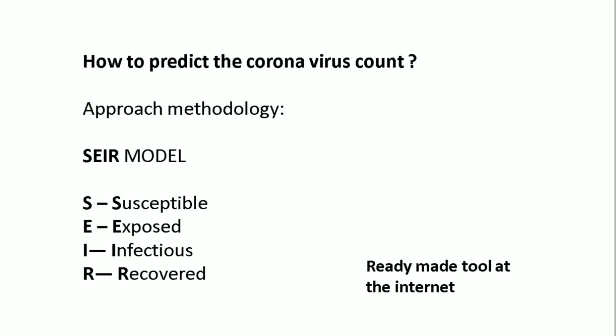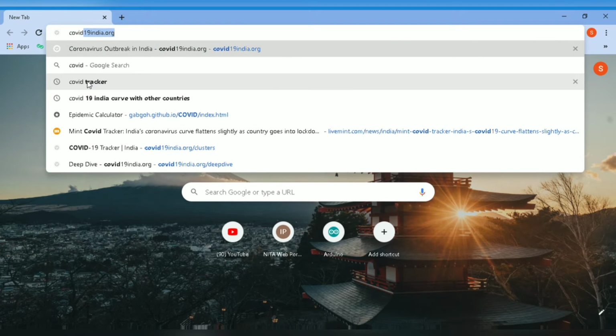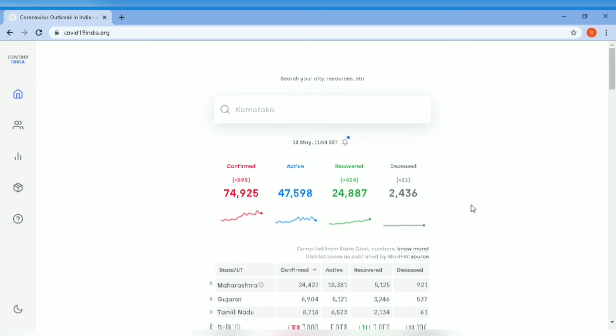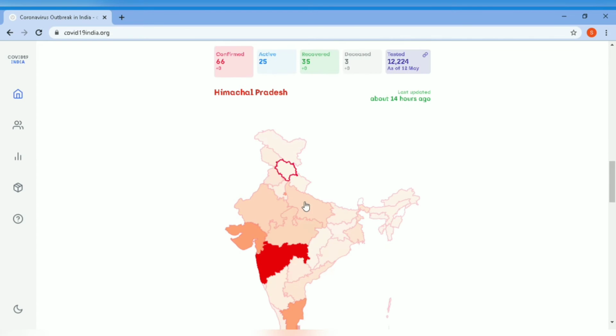So let's move into my Chrome, because there we have a ready-made tool on the internet from which we can extract our data to predict the coronavirus count. After opening the Chrome, let's go to the website that is very popular, from which we get updates of the coronavirus. That is COVID19india.org, where we can see the different states and different graphs.